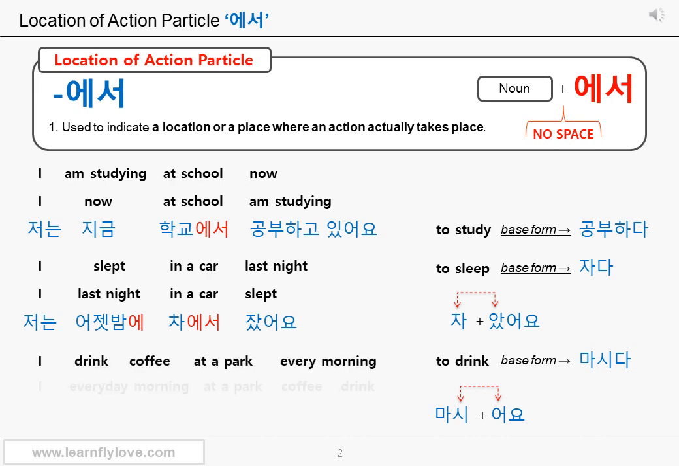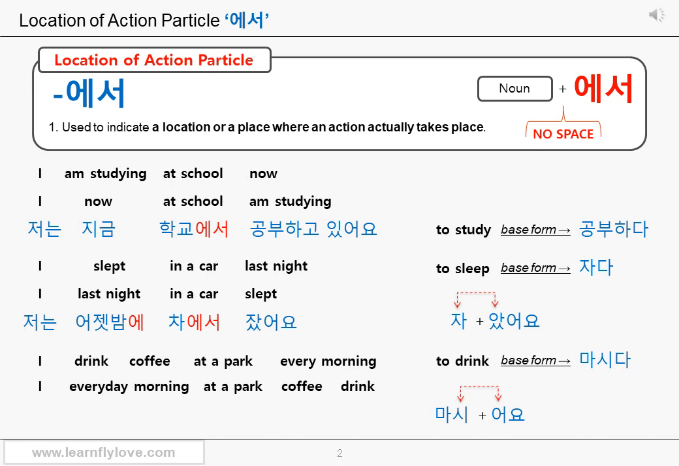Next example. This one contains more grammatical elements and particles. Let's take a close look at this one. I drink coffee at a park every morning. Now, first of all, you have an object, coffee, of the verb drink. So you can use the object particle 을 for coffee. Of course, you can omit it, but let's not.